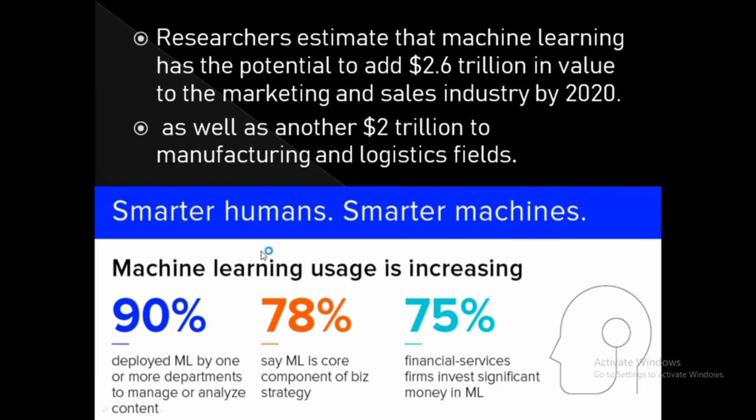You can see the machine learning usage is increasing day by day, such as 75% of financial services are investing money in machine learning to gain insights, such as the banking industry and different financial industries investing to find out fraud or fake schemes, etc. 78% say that ML is a core component of business strategy, meaning for business growth. 78% of industries are investing in machine learning, whereas 90% deployed ML in one or more departments to manage or analyze the content, meaning to store and manage the content. So this is a short survey.